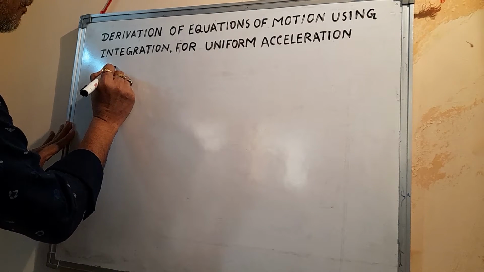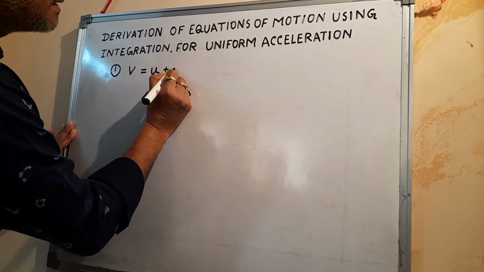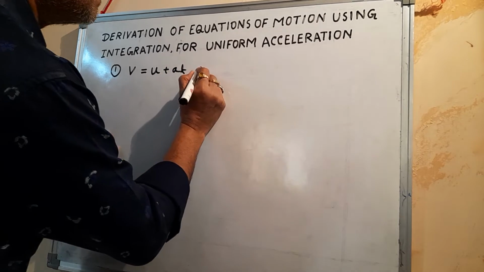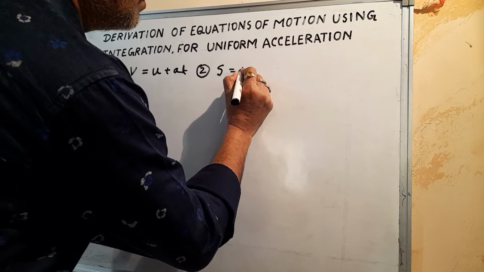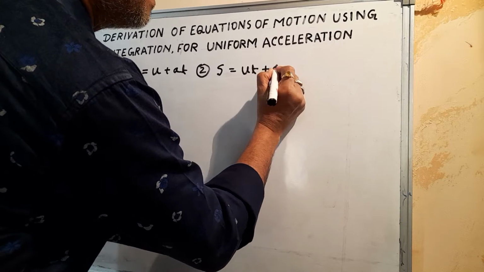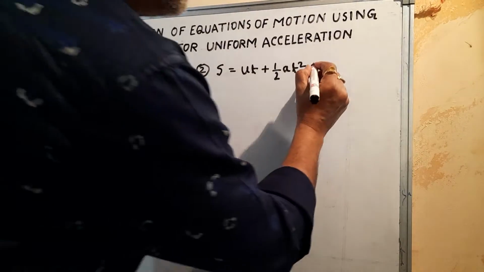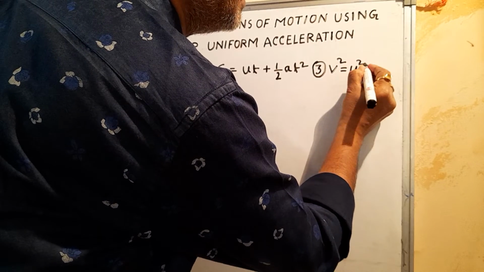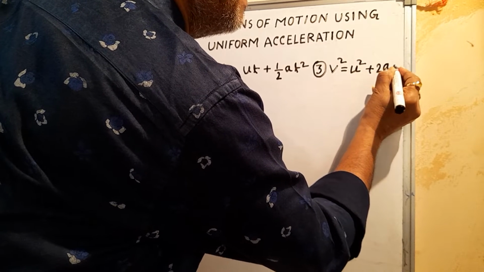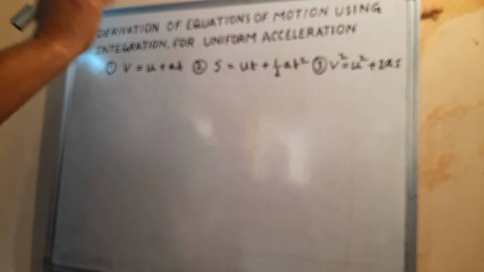We know the first equation is V equal to U plus A T. Next, the second equation is S equal to U T plus half of A T square, and the third equation is V square equal to U square plus 2 A S.